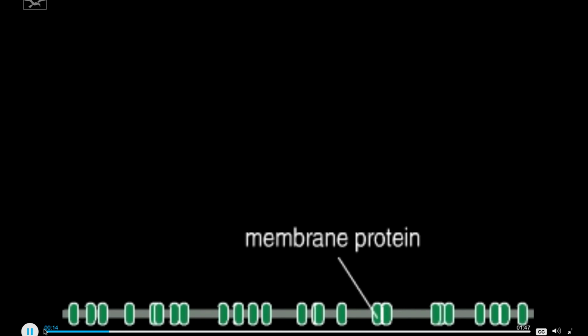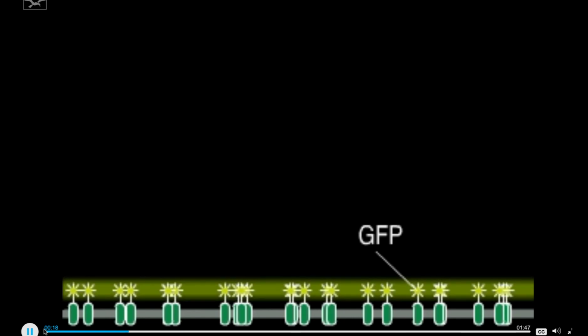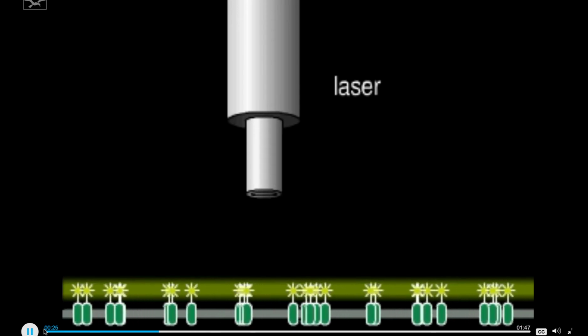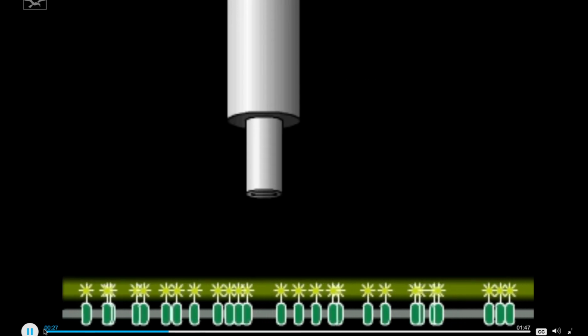For this purpose, membrane proteins are often expressed as fusion proteins with the green fluorescent protein GFP, and observed with a fluorescence microscope. A selected area of the cell is then bleached with a strong computer-controlled beam of laser light.